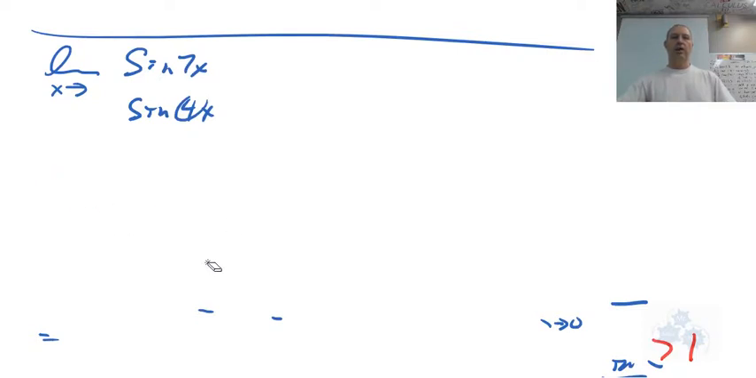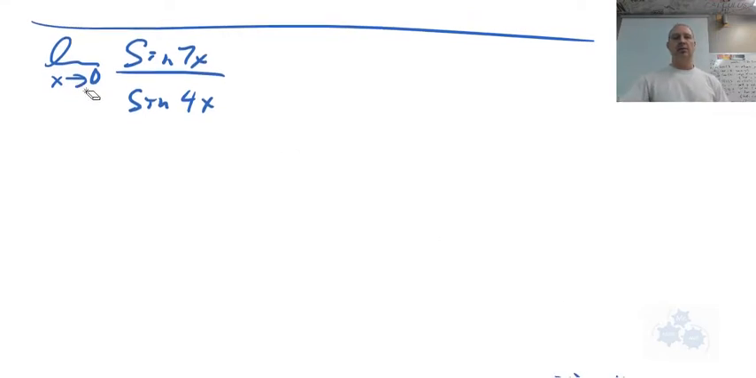But if we have something like the limit as x approaches 0 of sine of 7x over sine of 4x. Now there's a real tricky one, right? But again, if you think about this, we could actually use the fact that the limit as x approaches 0 of sine x over x is 1.